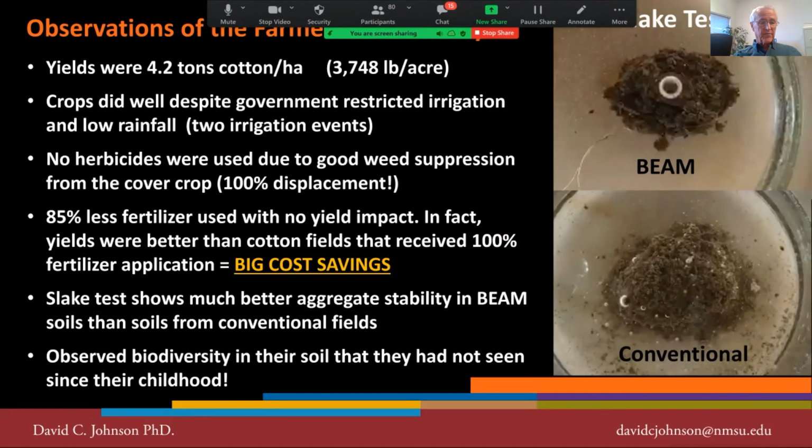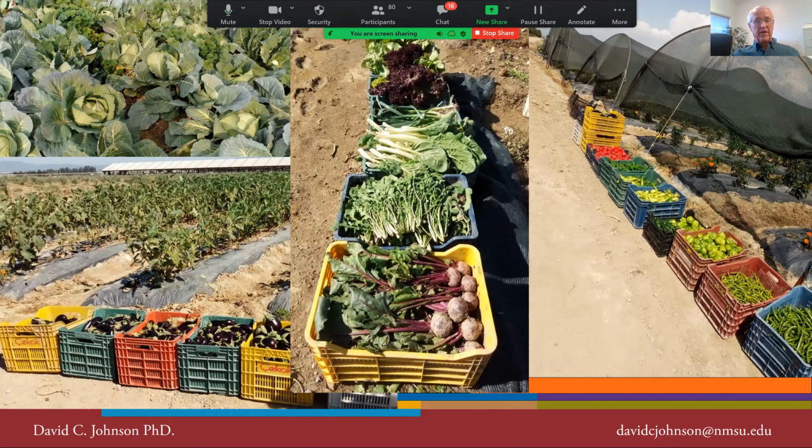Big cost savings. The slake test on the right shows you much better aggregate stability in the biology-treated soils than from conventional fields. And they observed biodiversity in their soil that they had not seen since their childhood. They saw worms start to return to their system. They also implemented some of the compost on a plot of land that they said they were never able to grow anything on. They're able to feed their families and all their friends' families vegetables this year.